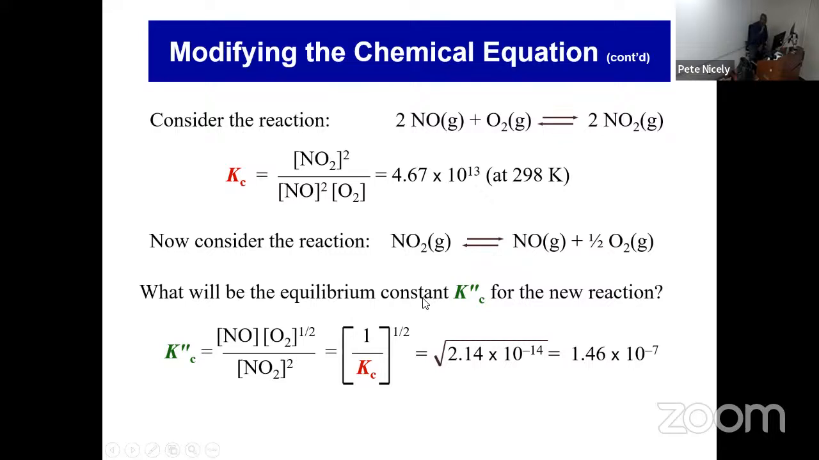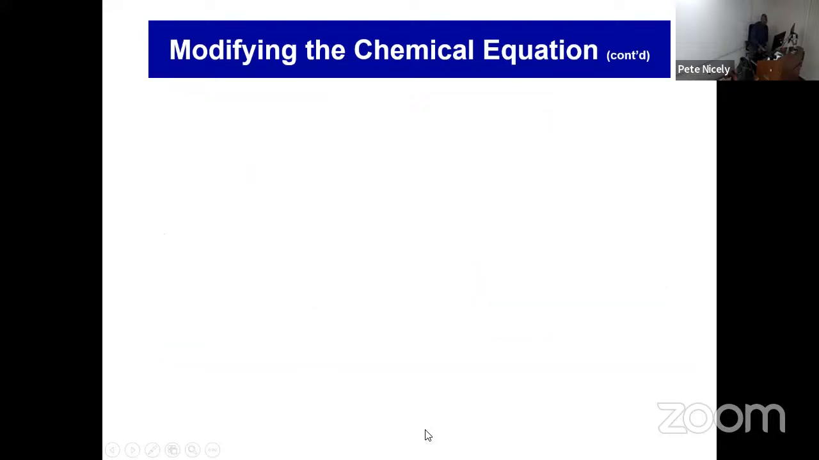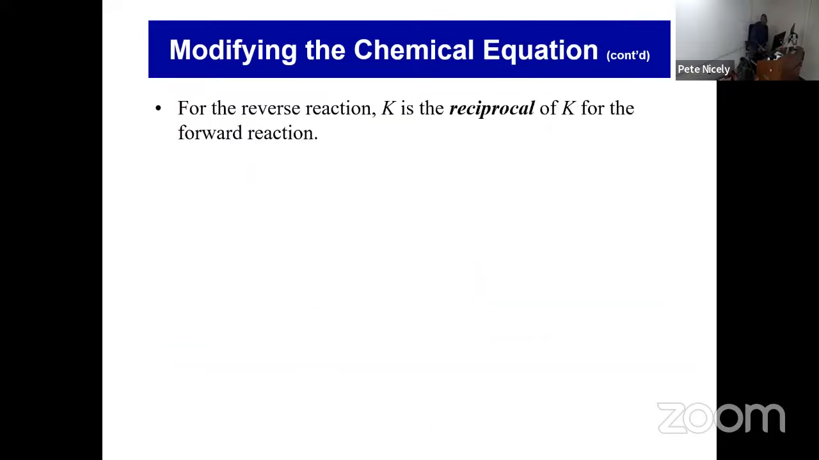Okay. All right. In fact, before I move on to the next slide, I want to make sure everyone understands what's happening here. Any questions about this? Any questions? All right. So just some general comments here concerning modifications of the chemical equation and how it affects the Kc values.